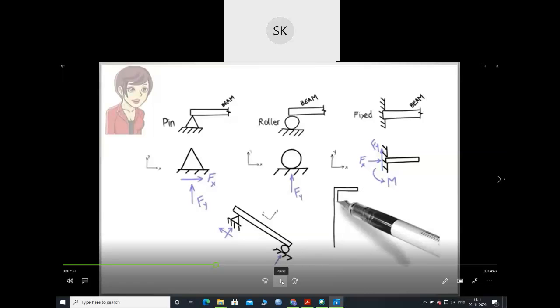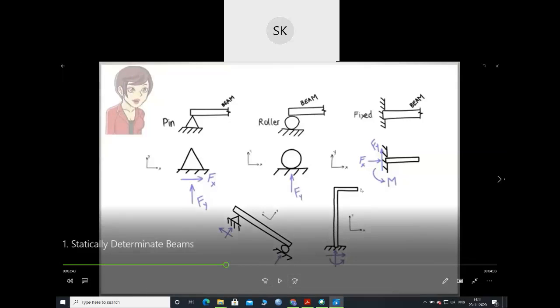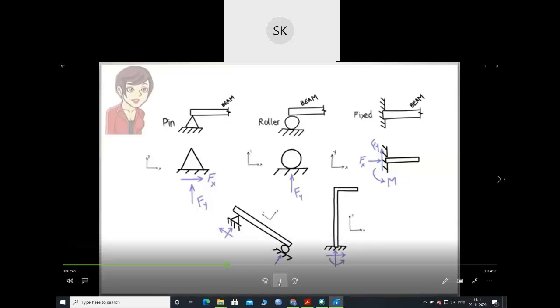In this example, the beam is fixed at one end, but free at the other end. Therefore, there are three reactions involved here. So this is a simple frame, or you can say beam, which is vertically fixed at this position. So it will have three reactions: a force in the x direction, a force in the y direction, and a bending moment.